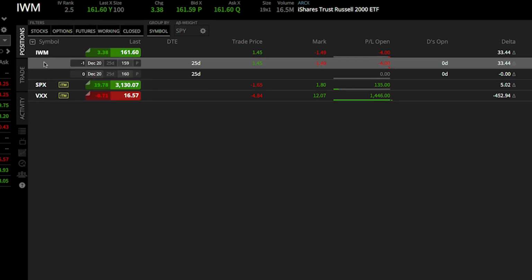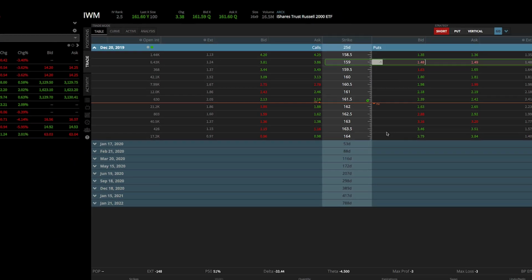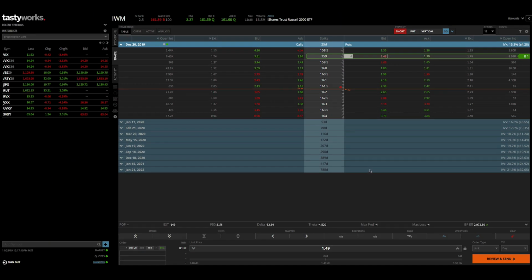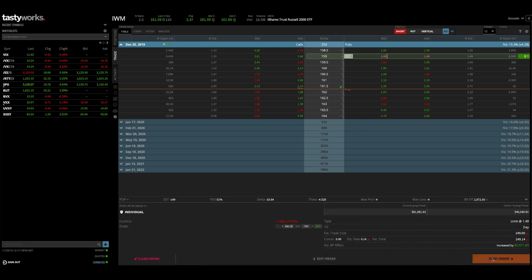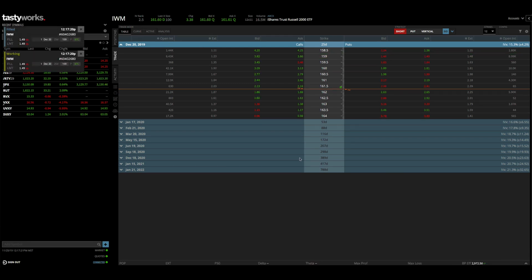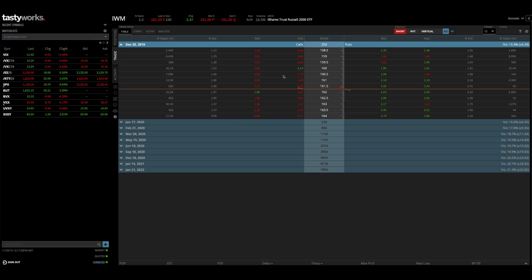So to do that, I just click on this IWM option, right click, hit close position, and this is going to queue up an order to close this position. And I'm going to go ahead and lock this in at $149, review and send order. So I have just closed this position for $1.49, and since my initial sale price was $1.45, I took a $4 loss on that transaction.